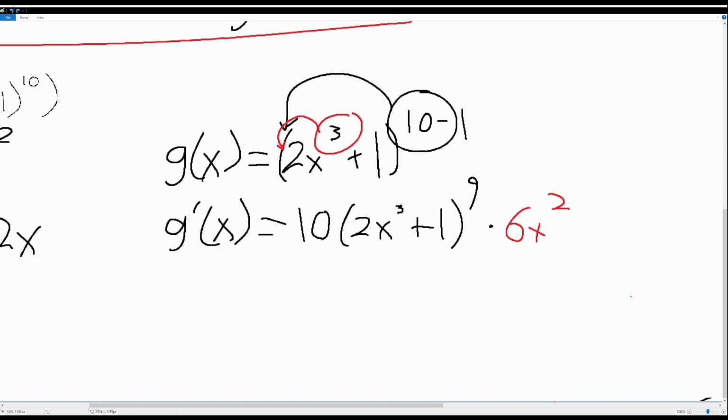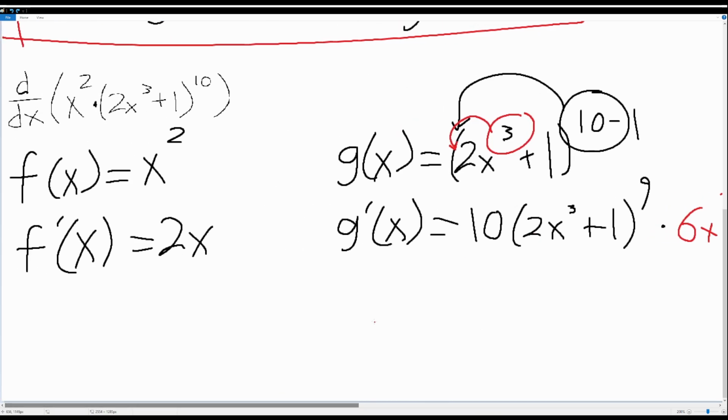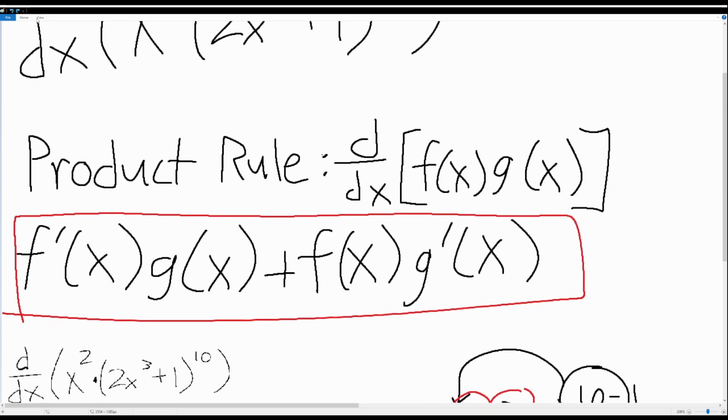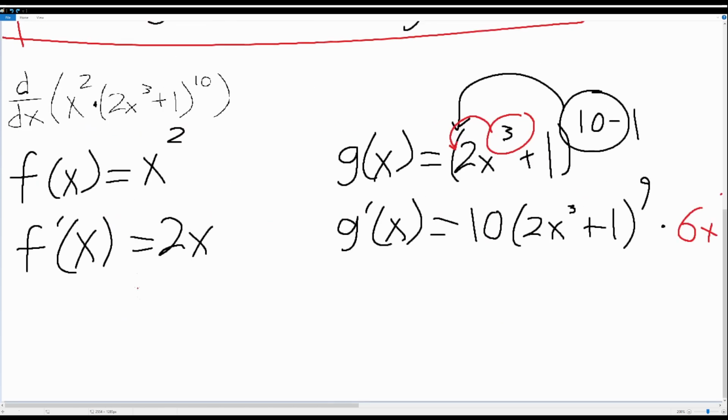Alrighty, that should be right. I'm looking at my paper real quick. That's looking pretty good. All right, product rule. Let's get this going. Actually, you know what? Nah, we'll do this blindfolded. We don't need that.